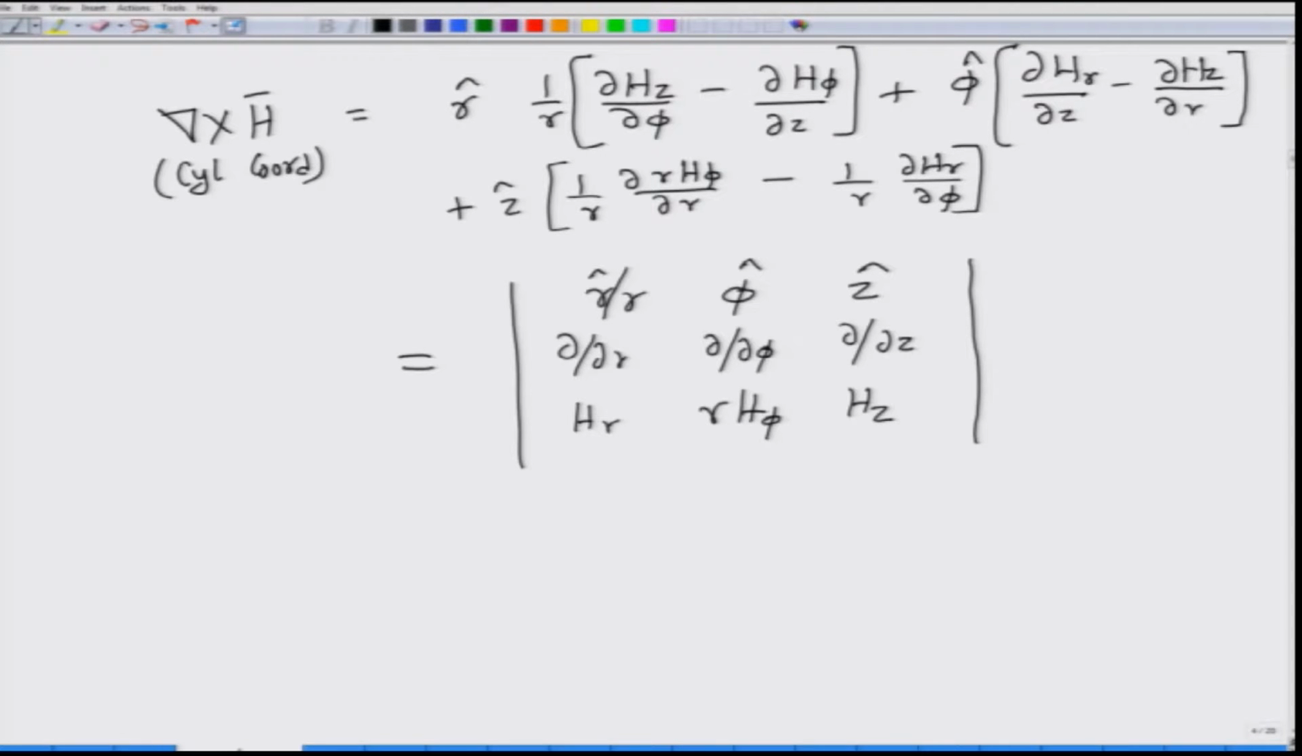A simple way of remembering this, if you are keen on remembering it, is to think of this as a determinant, which is given by r hat, phi hat and z hat, where r hat is the unit vector along the radial direction, phi hat is the unit vector along the azimuthal direction, and z hat is the unit vector along the z axis, that is the axis of the cylinder. So you have those r hat, phi hat and z hat, and this is the expression. Del by del r stands for the partial derivative with respect to r, del by del phi is the partial derivative with respect to phi, and del by del z is the partial derivative with respect to z. So this is the curl of H.